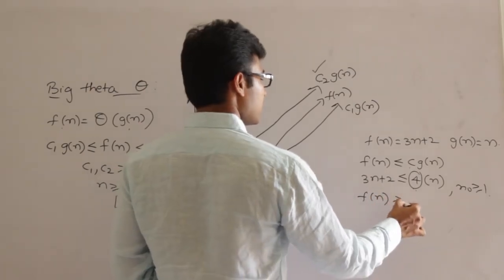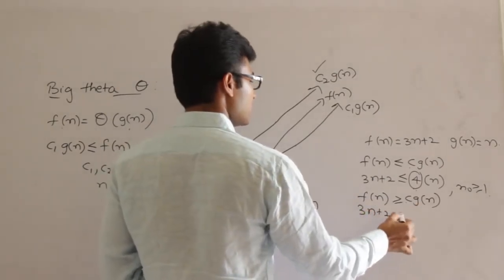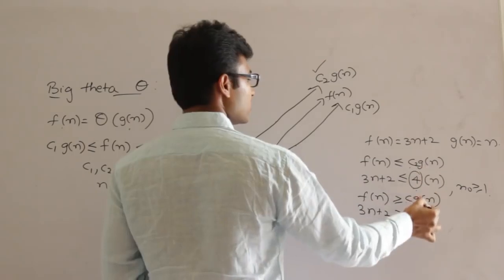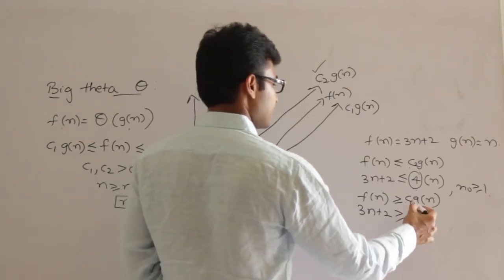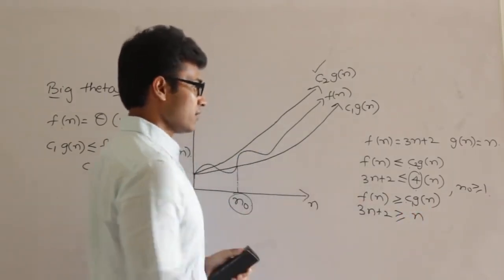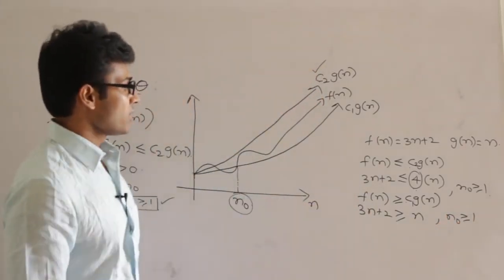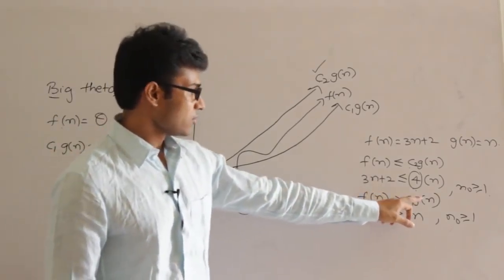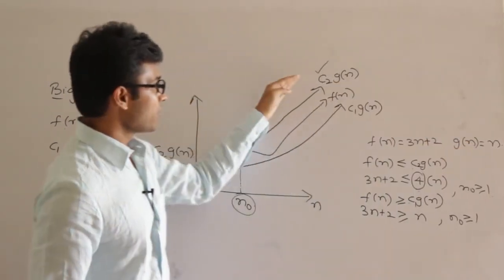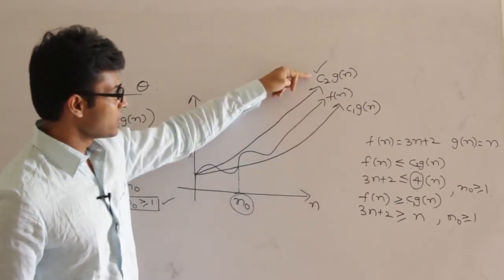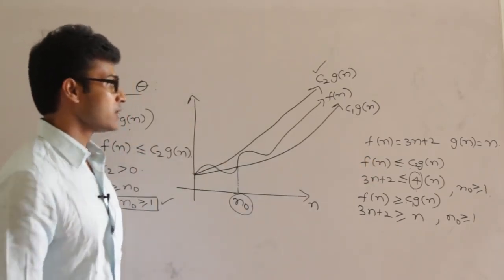So f of n is greater than or equal to c into g of n for what values? 3n plus 2 is greater than or equal to, let us say this is c2, this is c1, okay? And now if I substitute c1 equal to 1, I get n. Then for all values of n naught greater than or equal to 1, I can say that f of n is greater than or equal to c1 into g of n, which means this 3n plus 2 is bounded by g of n both in the upper bound as well as lower bound. For the upper bound, c2 is equal to 4, and for the lower bound, c1 equal to 1, and both the cases are valid for n naught greater than or equal to 1.